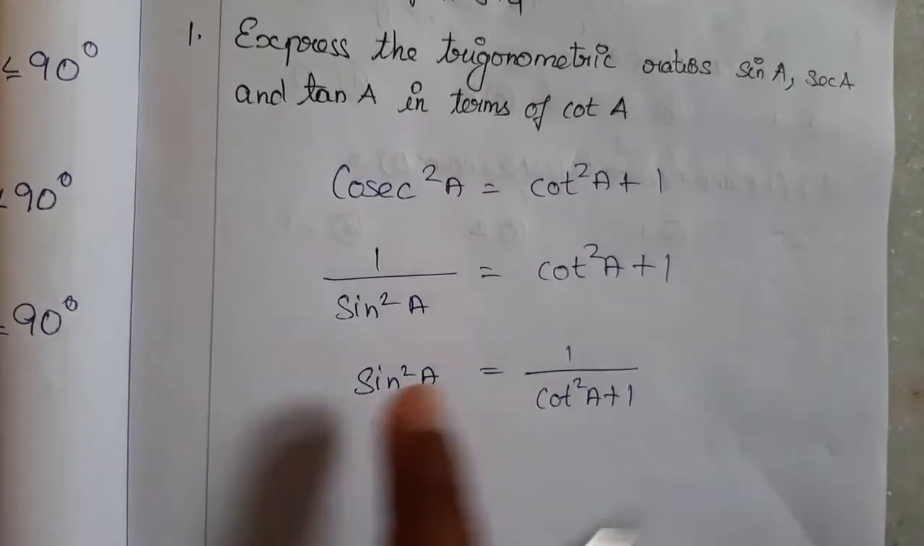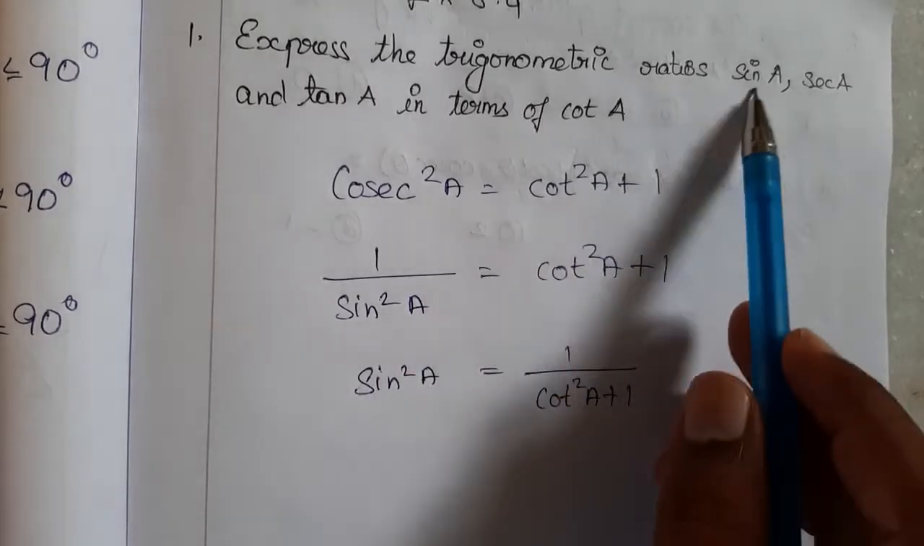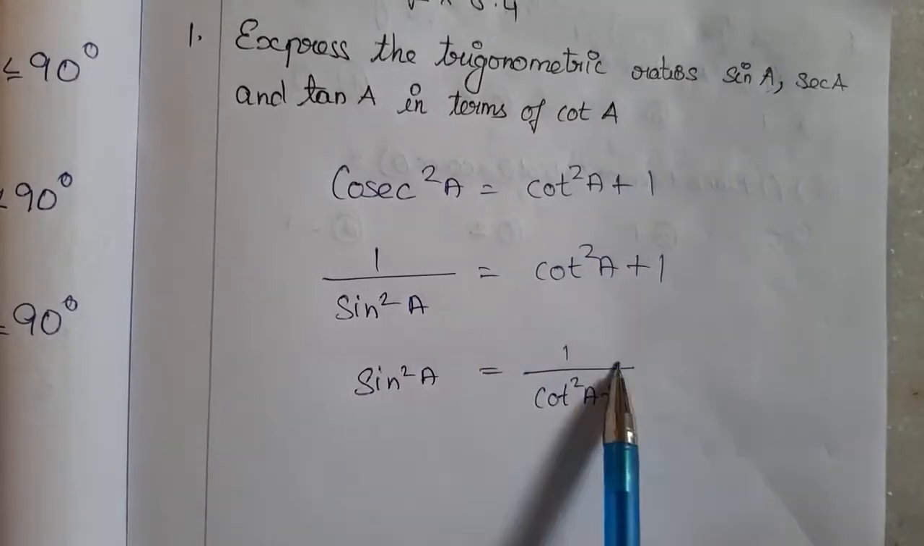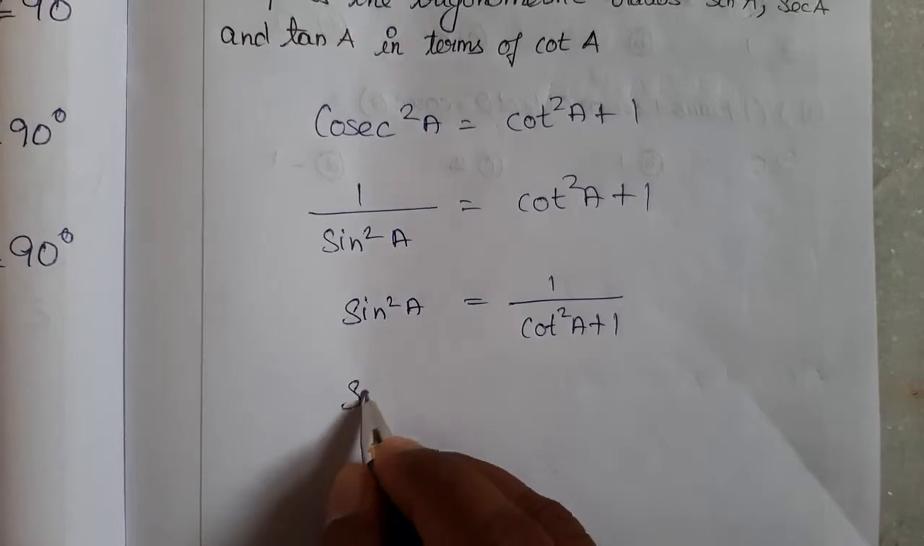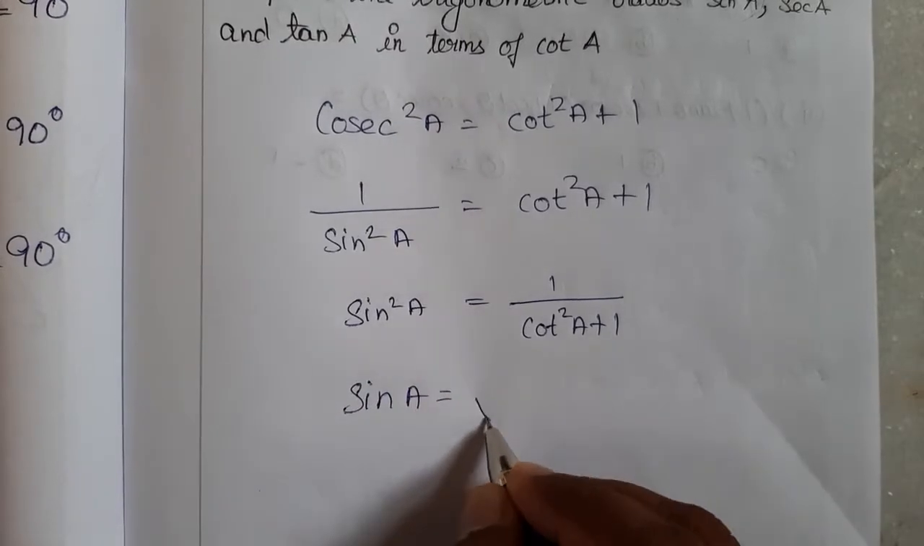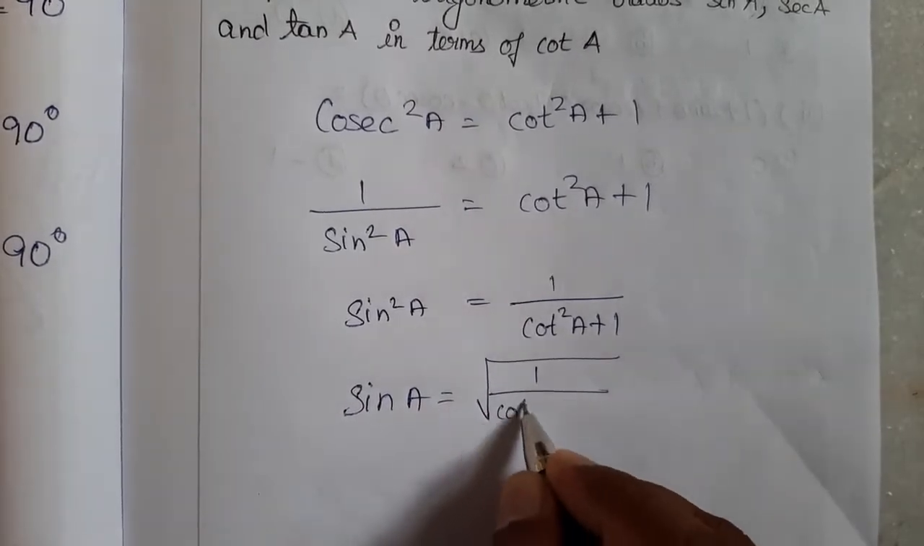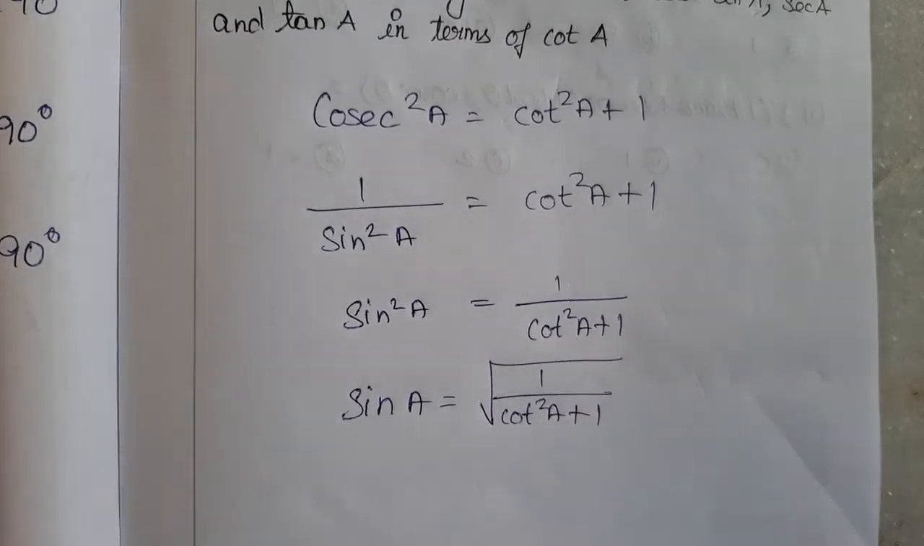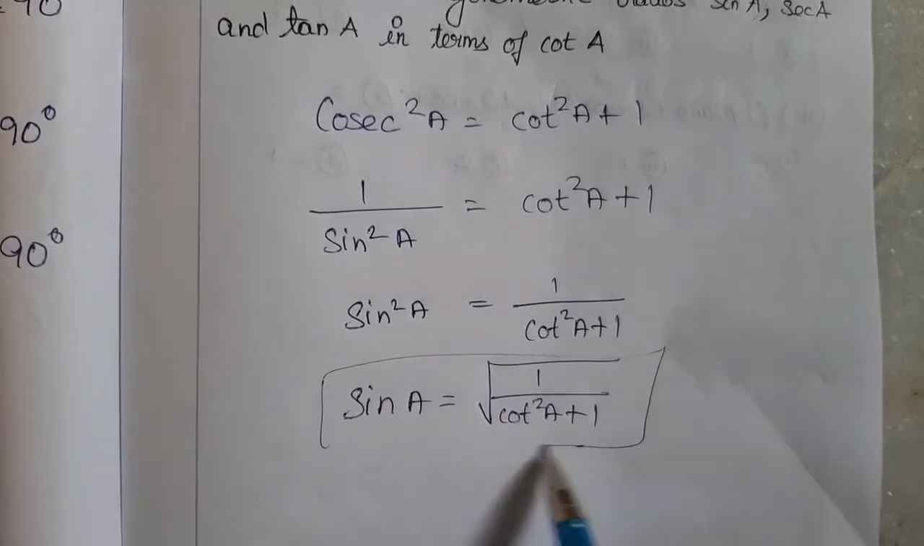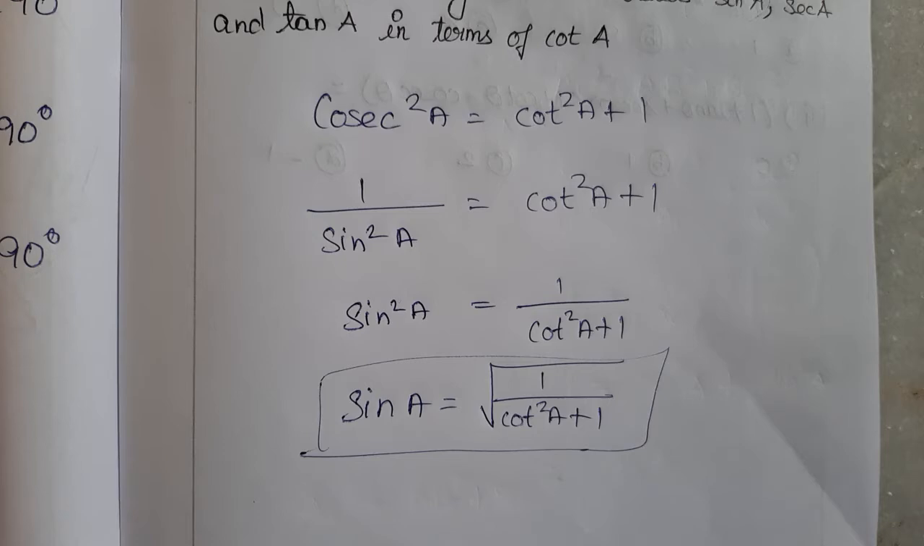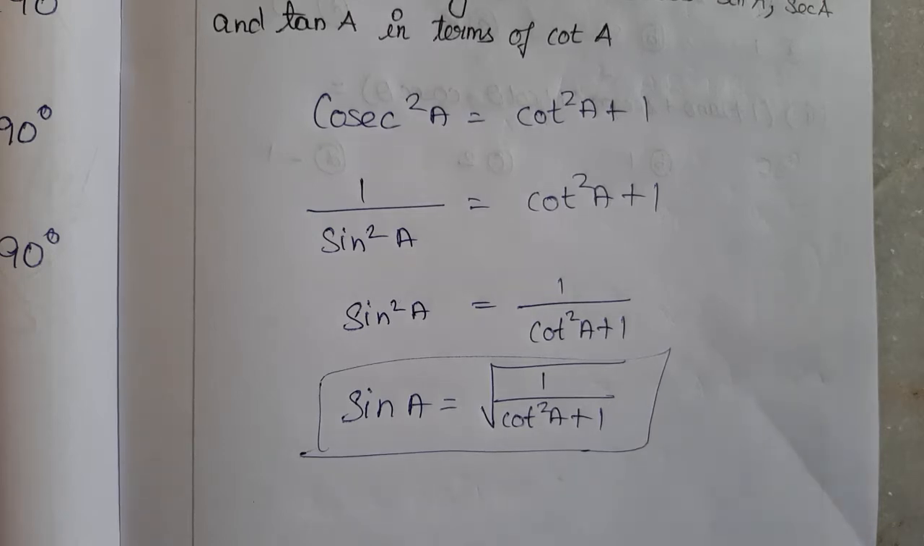So it is a square. We have to represent the sine A, so let us take the square to this side. It will become a square root. So sin A is equal to square root of 1 divided by cot square A plus 1. Clear? So now we represent the sin A in terms of cot A. Right? So like this we can derive for everything.